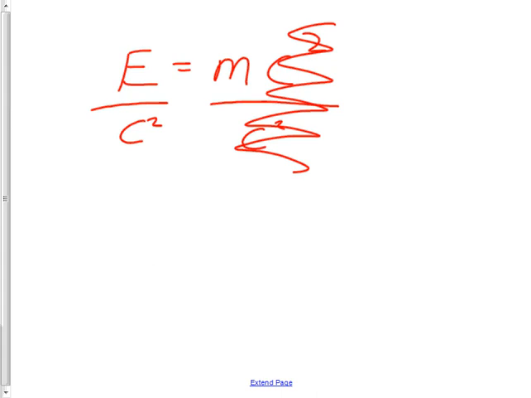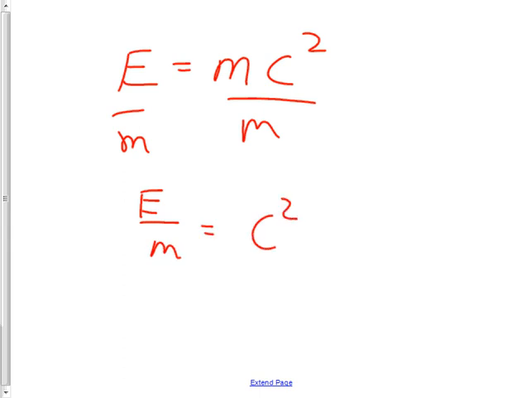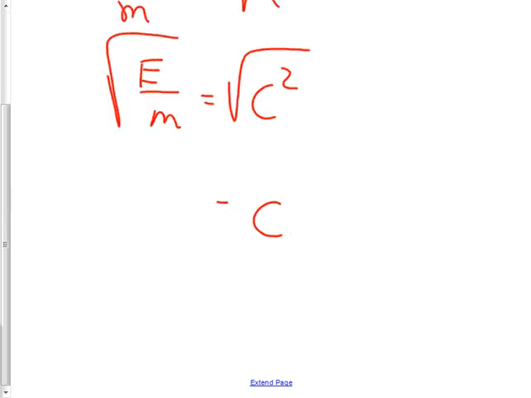Could I solve it for c? Yes, but it's a little harder. How do I get the c alone? Well, first thing to do is get rid of what? The m. I'm going to divide by m. E over m equals c squared. And I'm really close. How do I finish? Square root both sides. Square root, square root. And now c equals square root of E over m. There is one technicality. Does anybody remember from higher algebra that the square root of c squared isn't really c?